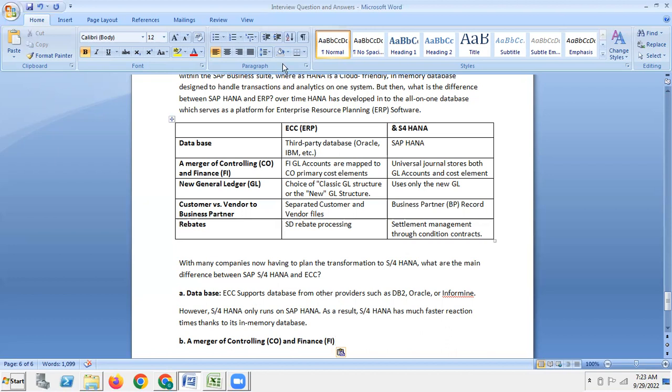So next, second. Pooja and Geet, are you there? Yes, sir. Okay, a merger of controlling CO and FI. Even in my project, we are working in ECC only. Wherever new companies are implementing, they will use S/4HANA, but the screens and everything are the same. Even I have the access also. If there is any chance, I'll show you the system also. Okay, a merger of controlling and finance.